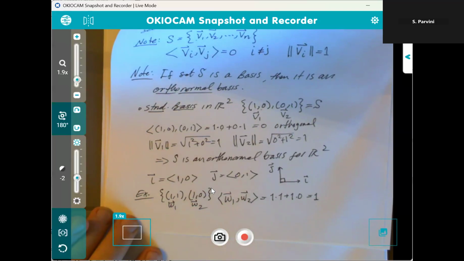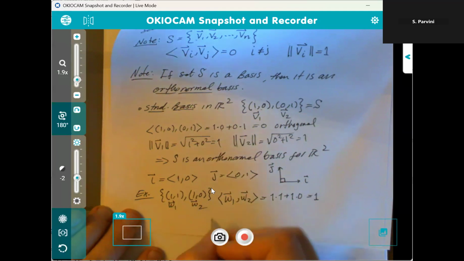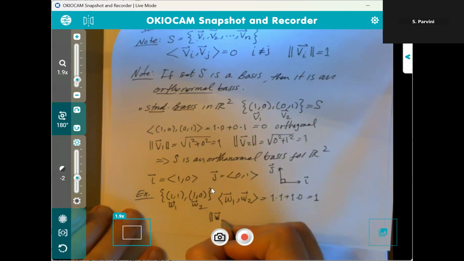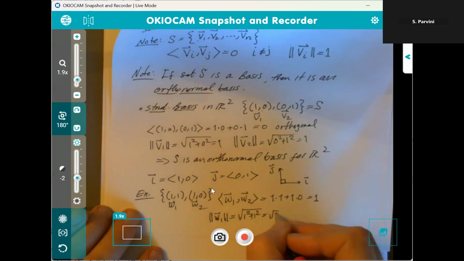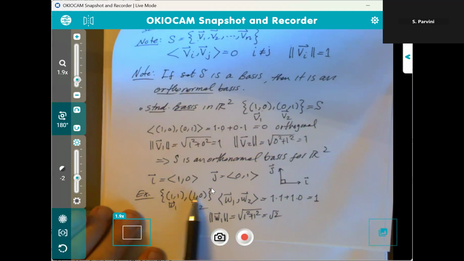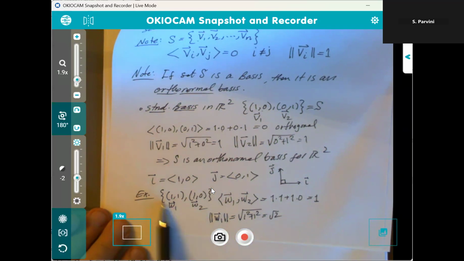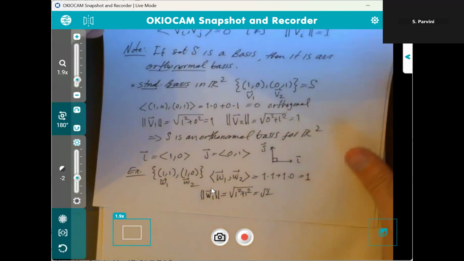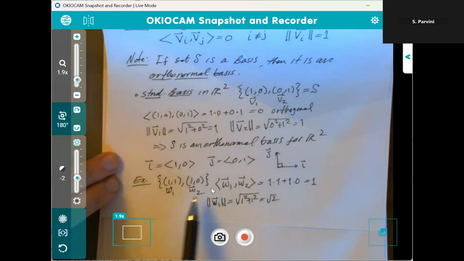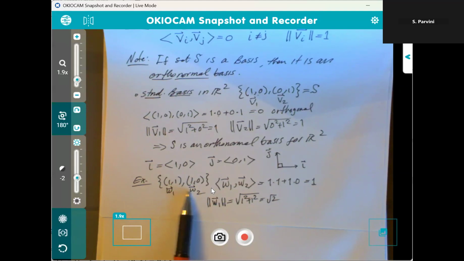So this is again non-standard, right? Let's see what the magnitude of these is. The magnitude of W1 is the square root of 1 squared plus 1 squared, which is the square root of 2. So notice these two are neither orthogonal nor of magnitude 1. So this is a non-standard basis in R2. But the standard one is orthonormal. This is not an orthonormal set. It is a basis, but it's not an orthonormal set.